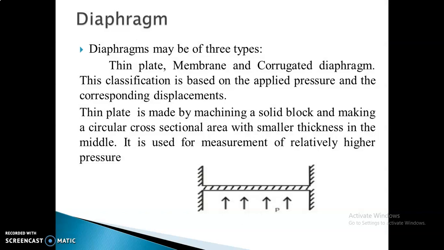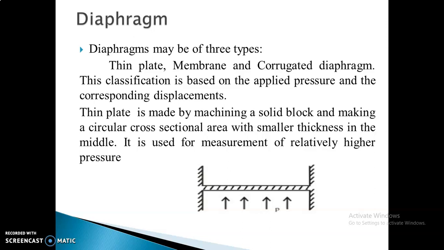The next one is about the diaphragm. The diaphragm is another elastic pressure transducer. There are three different types: thin plate, membrane, then corrugated diaphragm. And these classifications are based on the applied pressure. Accordingly, there will be a displacement. Just look at the diagram.